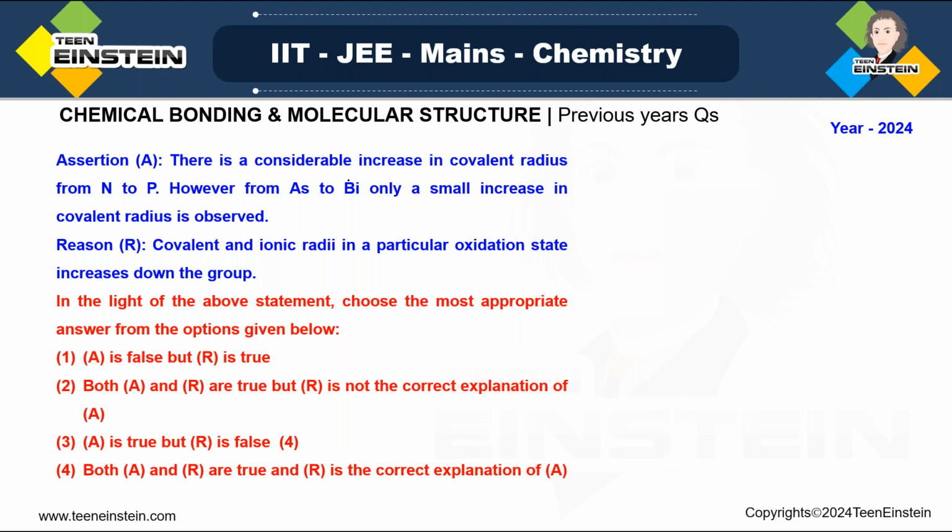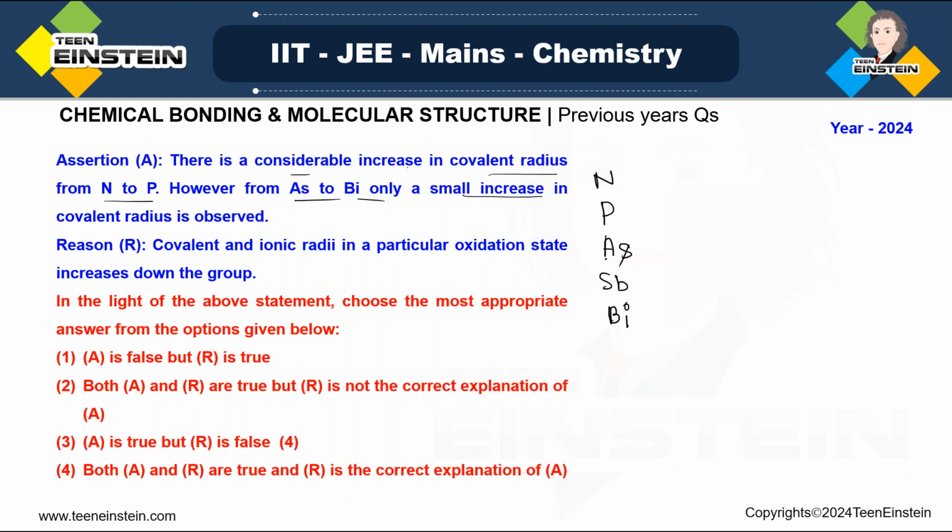Assertion reason type of question. There is considerable increase in covalent radius when we are moving from nitrogen to phosphorus. That is, we are talking about group 15. However, from arsenic to bismuth, only a small increase in covalent radius is observed. So, group 15: first nitrogen, then phosphorus, then arsenic, then antimony, then bismuth. So, it is saying, as we know, when we move down, there is increase in size.